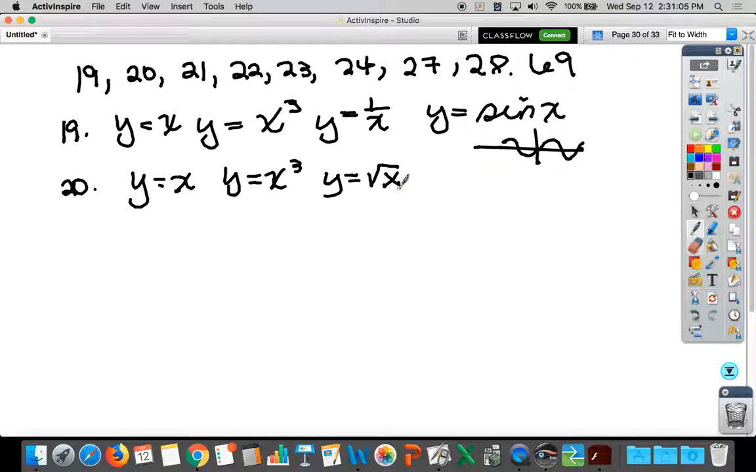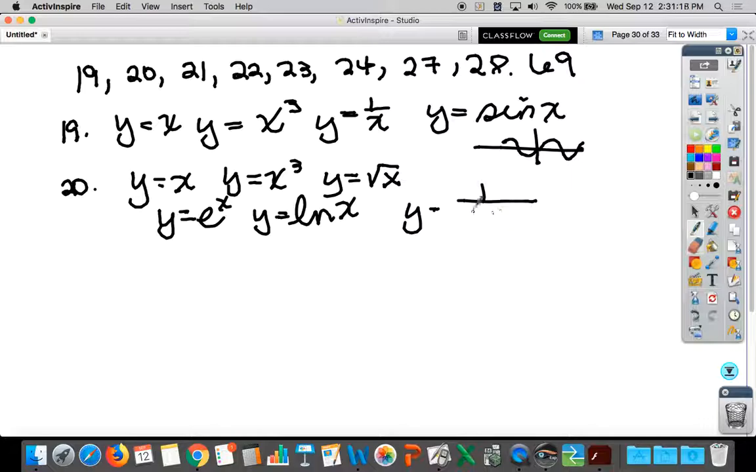On its domain, y equals e to the x, y equals natural log of x, and y equals 1 over 1 plus e to the negative x. So absolute value is not one? No, because it decreases the first half, and then increases.